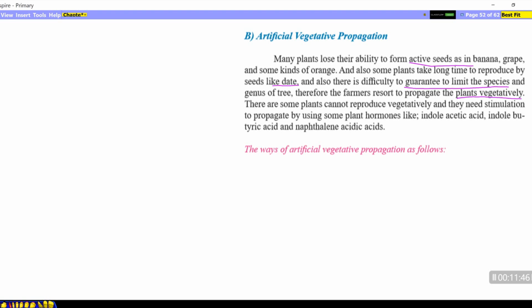By asexual reproduction, the new organisms formed from the same mother plants are the same, with the same quality. So if a farmer wants to preserve the quality of products, they need to produce new plants by propagation, not sexual reproduction. There are some plants that cannot reproduce vegetatively. They need stimulation to propagate using some plant hormones. Indole acetic acid, indole butyric acid, and naphthalene acetic acid are three hormones needed to activate the plants to reproduce vegetatively.